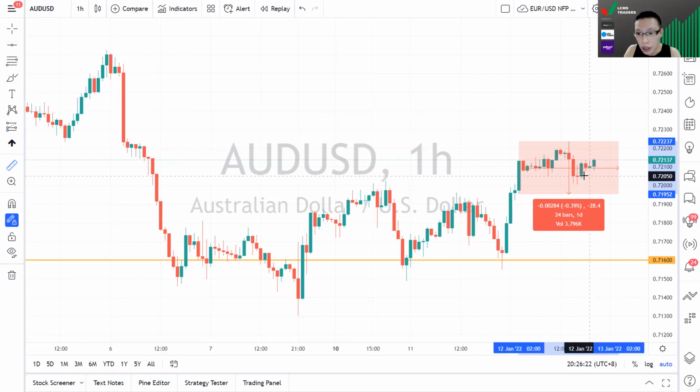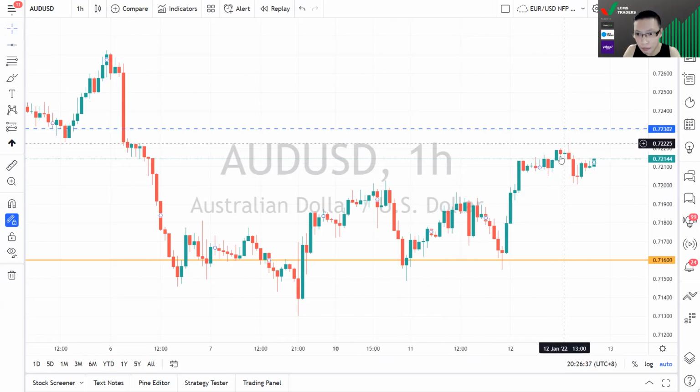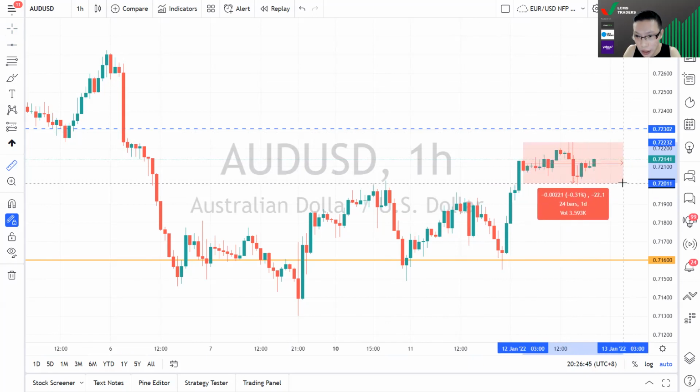Okay, I have to remove this rectangle because, oh, I don't need to. Let me just put, let's say, 0.723. There goes the rectangle. So we can have a buy stop order slightly above the top edge of the rectangle.